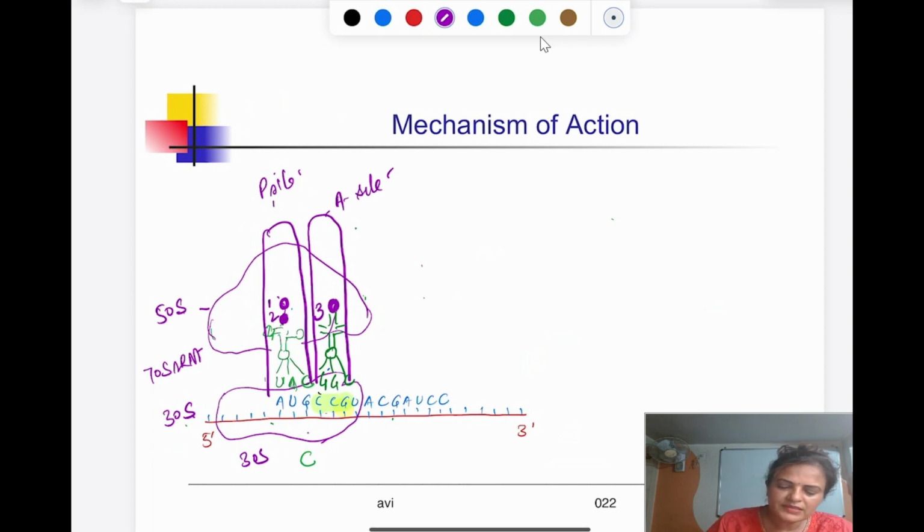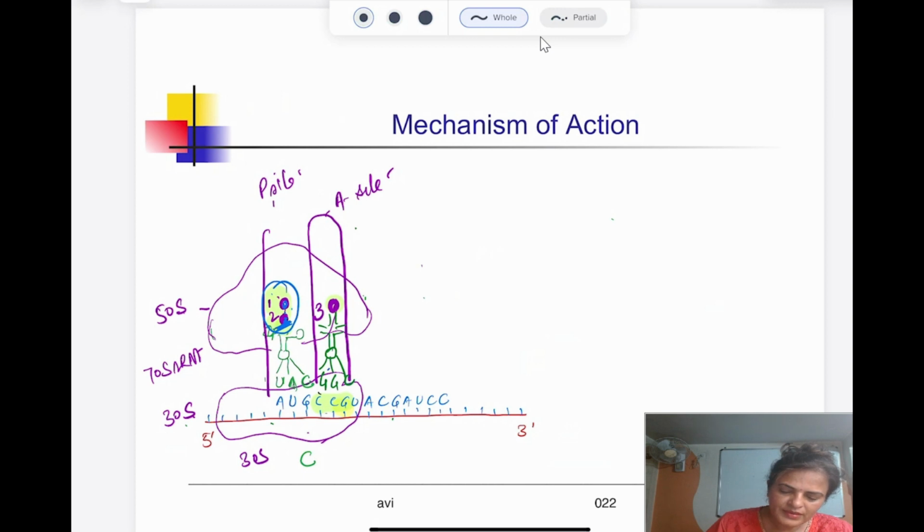The next step is that the previously attached amino acid will be shifted to the newly attached amino acid. This newly attached amino acid is going to form a peptide bond with the previous polypeptide chain. This 1 and 2 both will be transferred from here to here. Okay, I'll show you in the next.